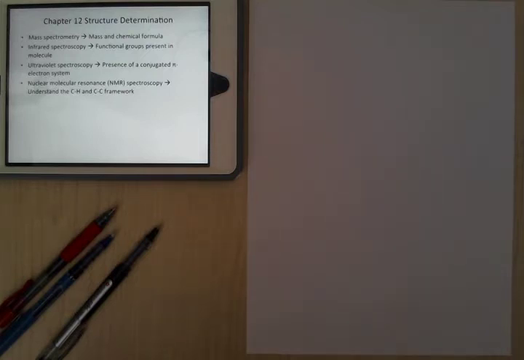So there's four main techniques that we're going to be learning about. Mass spectrometry and infrared spectroscopy are the first two. Then we'll hit NMR, nuclear magnetic resonance spectroscopy, in chapter 13, and then ultraviolet spectroscopy comes up, I believe, in chapter 14. So that's pretty short.